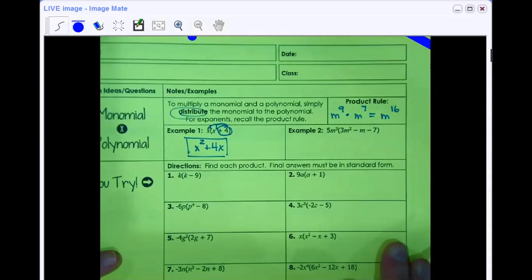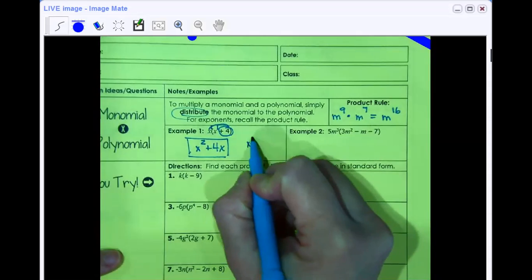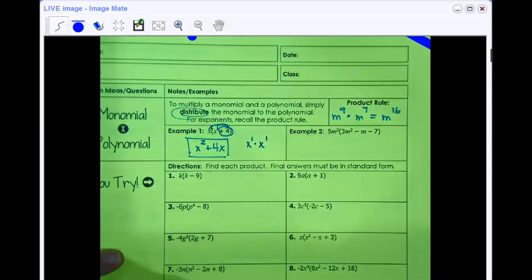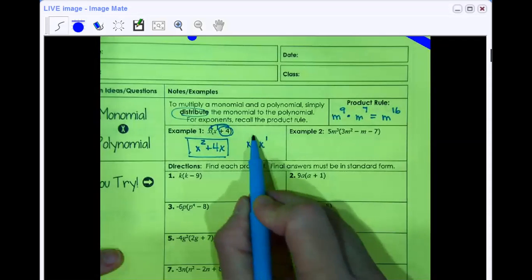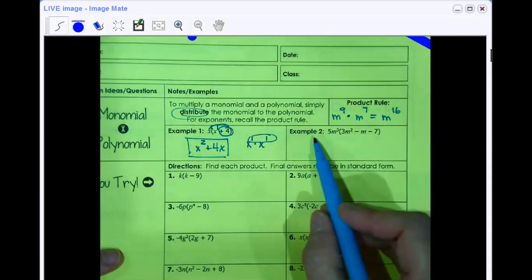So if it's just x with 2 understood ones, that makes it x squared? Yes. So if there's 3 x's and they're all understood ones, does that make it x to the 3rd power? Yep, because what we're doing is we're just adding these exponents. Okay? So let's move on to example 2.